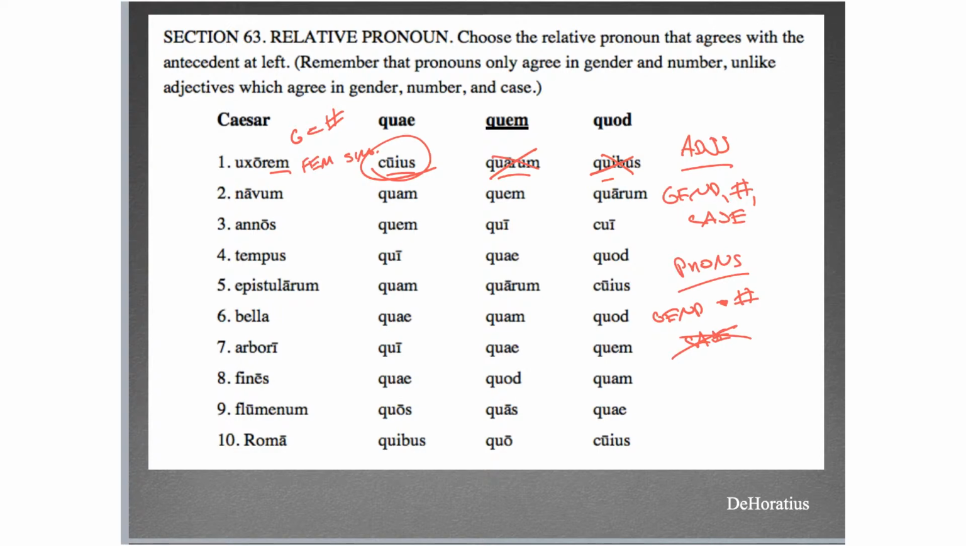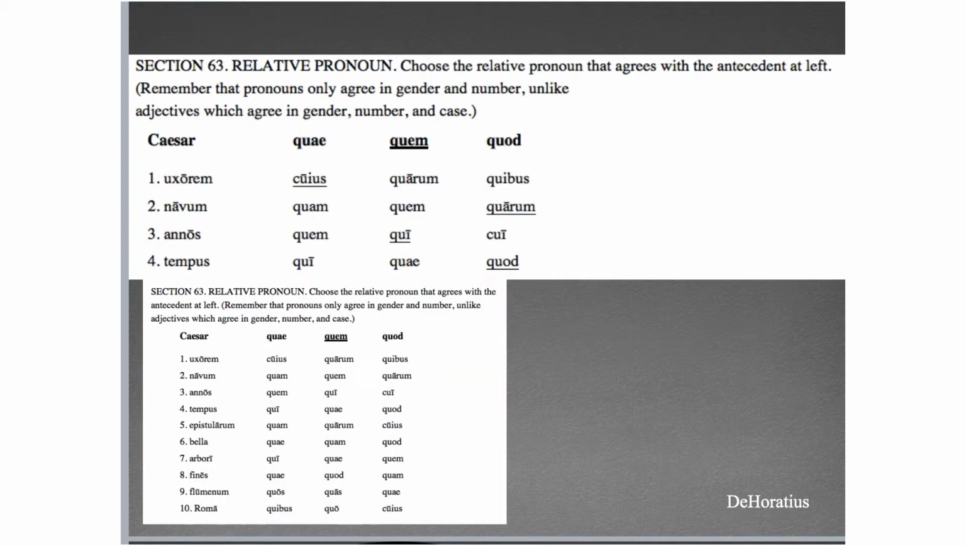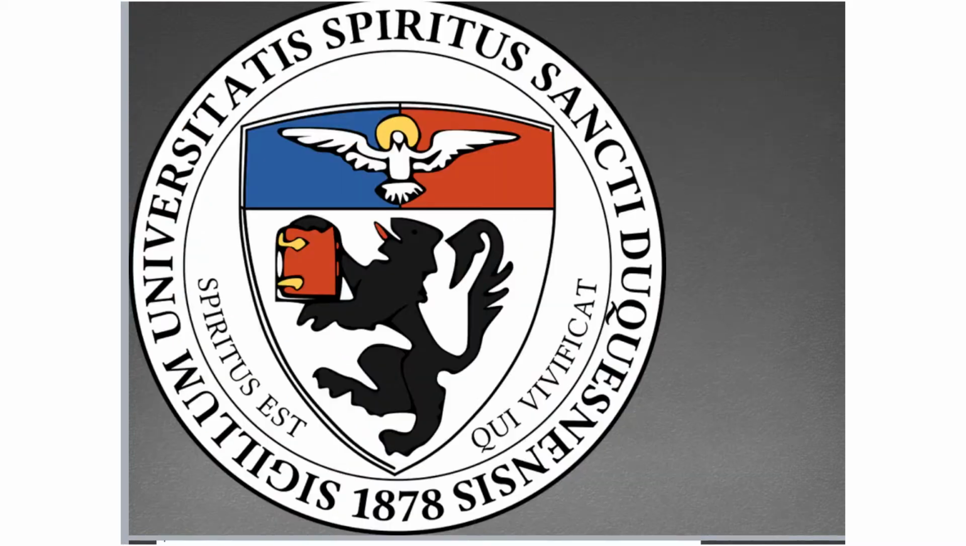Let's skip down to number 3. Anos is masculine, and it is plural. Which is masculine plural? This is masculine, but singular, so it can't be quem. Qui is any gender, all three genders, but singular, so it can't be that, and so qui is my answer. I included the answers here, so pause if you want to. Actually, it looks like I only did it for the first four.